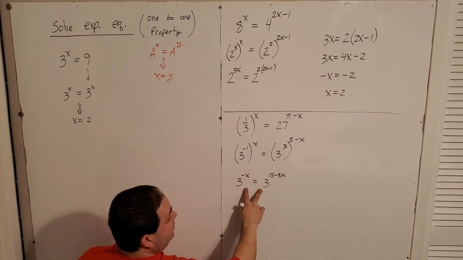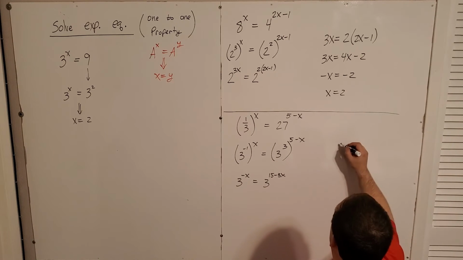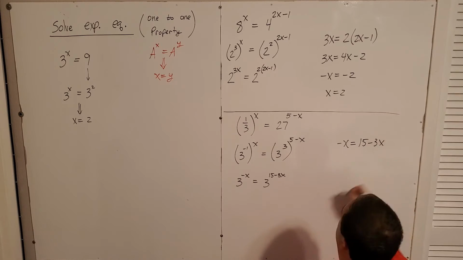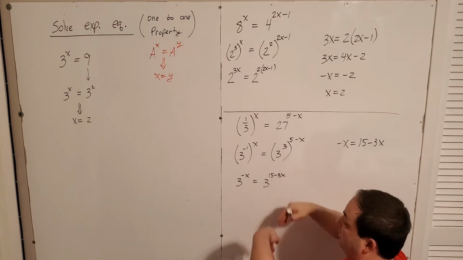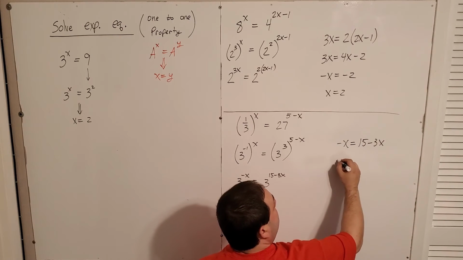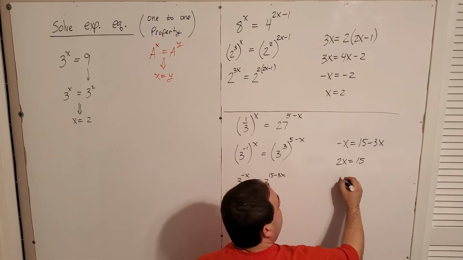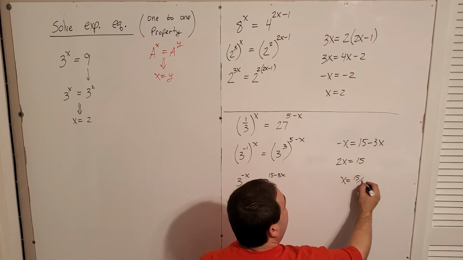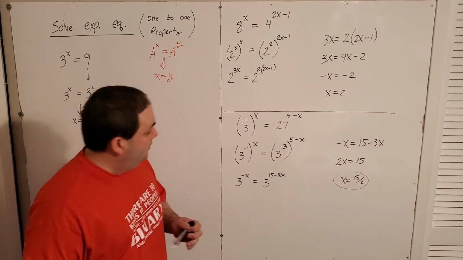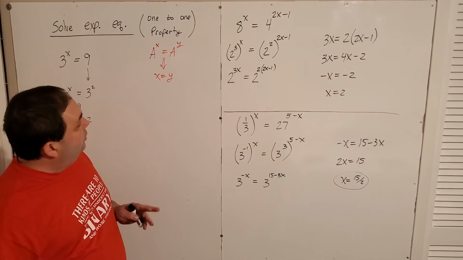The bases are now the same, so I can solve it like so. Negative x is equal to 15 minus 3x. Because the base is the same, I can drop them. I add 3x to both sides, so 2x equals 15, and then I divide by 2, so x is 15 over 2. Okay? All right. Solving exponential equations with the one-to-one property.